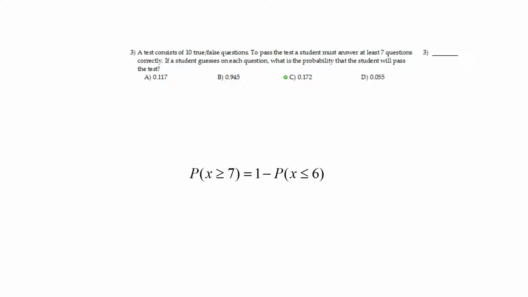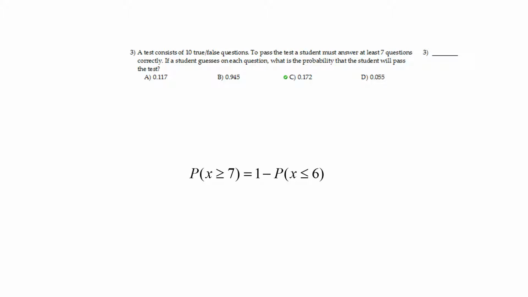The third question states a test consists of 10 true-false questions. To pass the test, a student must answer at least 7 questions correctly. If a student guesses on each question, what is the probability that the student will pass the test? We have to find the probability that X is greater than or equal to 7. With the calculator, you can only enter the problem in less than form. Therefore, we must use the complement rule, which is 1 minus the probability that X is less than or equal to 6.